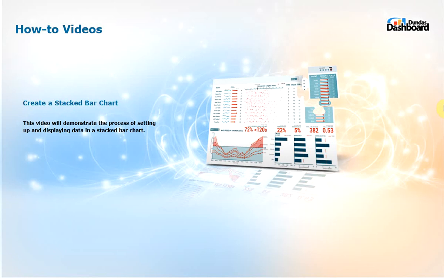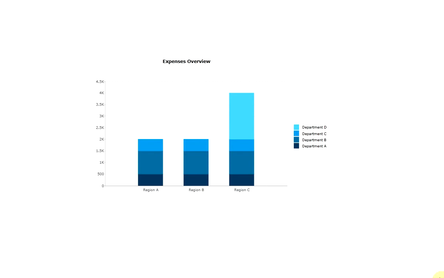This video will show you how you can set up and display your data in a stacked bar chart. A stacked bar chart is useful if you want to split your data in your KPI into multiple series and display them on a chart in a stacked format. So in the example that you see on your screen, I have expenses per region and each region is split into different departments. So let's see how to set this up.